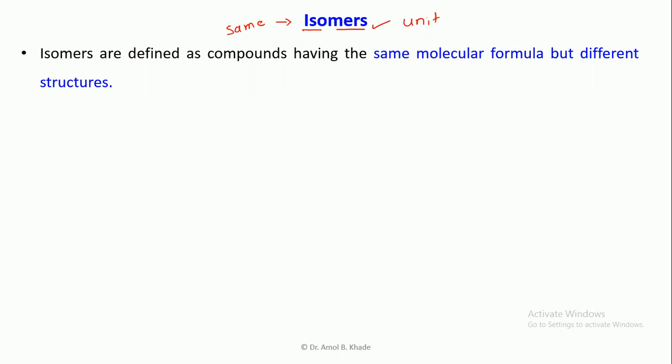These are organic compounds which have exactly the same molecular formula but different structures. Their atoms are arranged in a different way. These types of compounds we refer to as isomers. You are already aware of this term. Now we will be discussing specifically the structural isomers. There are different types of isomers we will see in the coming slides.